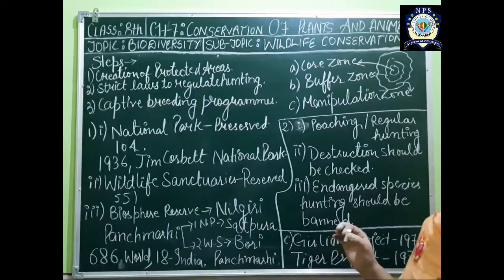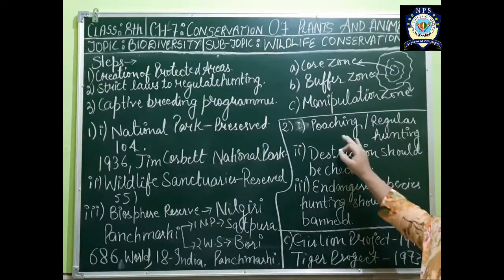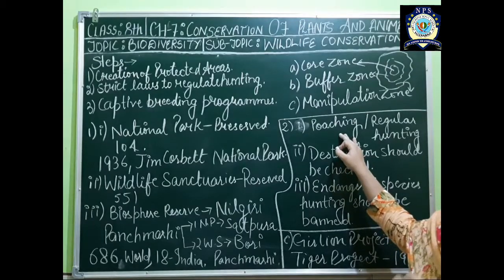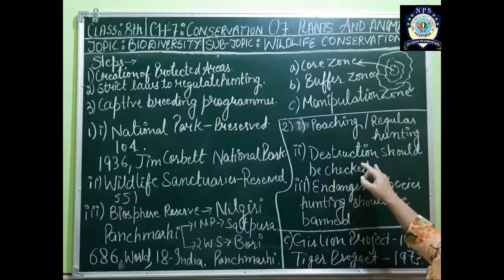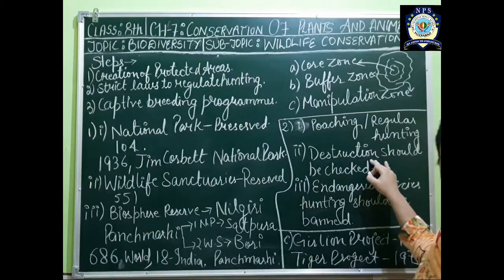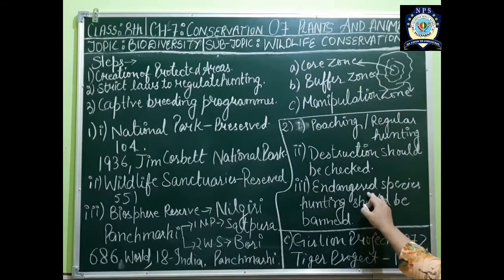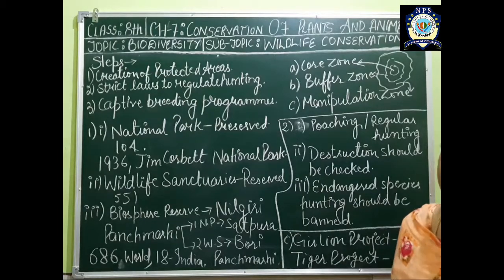In the second part, hunting regulations should be there because they are very helpful to check poaching. Destruction should also be checked with the help of hunting regulations, and endangered species are also saved by strict laws to regulate hunting. Then the third part is captive breeding. It is very important to increase the number of animals in a particular species and to save that species from being endangered. So this is all about today's session.